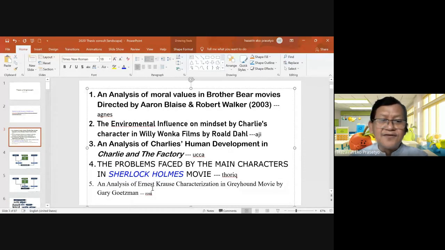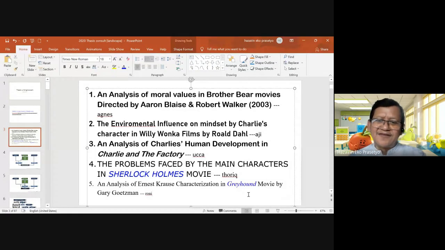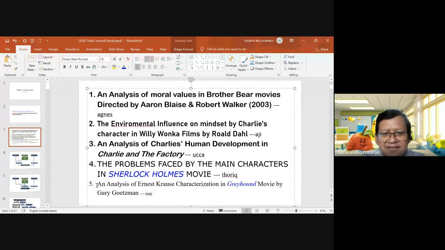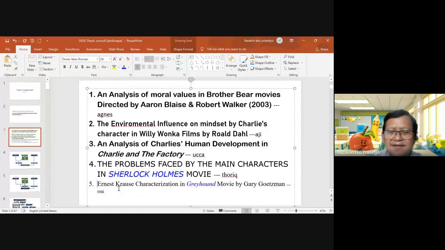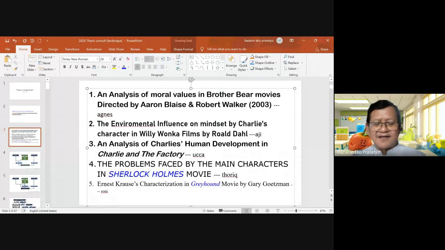Okay, this is your topic, Ronnie, right? The title of the movie is Greyhound, right? Yes, sir. It should be in italics. This is how I correct your mistake, by changing the color of the hounds into blue, right? This is my correction. Ernest Cross is the name of the character, right? Yes, the main character. The main character should be with an apostrophe S, because characterization belongs to Cross. That's why there should be an apostrophe S here.